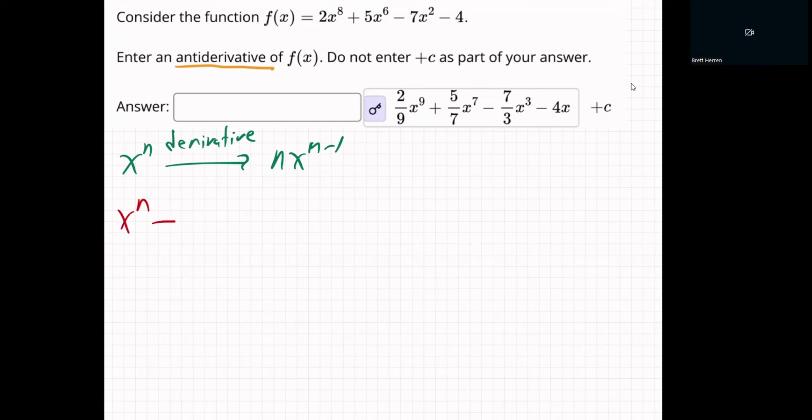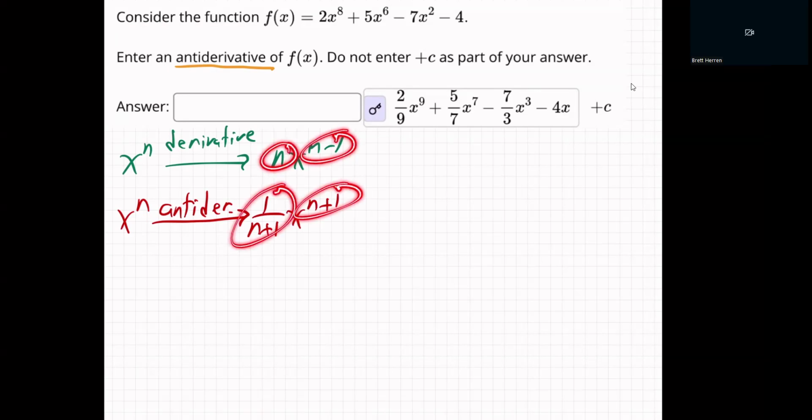So if you have x to the n and you do the antiderivative, what is that? You actually add 1 to the power. It's the opposite, right? Anti-opposite. Instead of subtracting 1 from the power, you add 1. And then instead of multiplying by that in the front, you multiply by 1 over it, or divide. Same thing. So it's exactly the opposite. That's the antiderivative. So that's what they want us to do here.